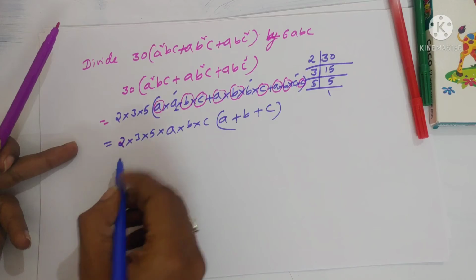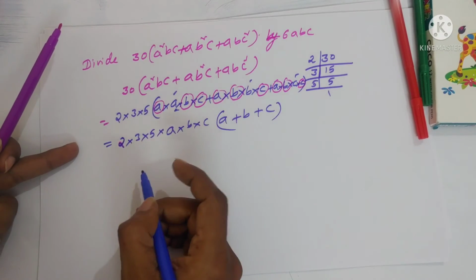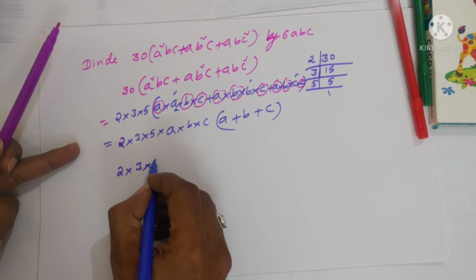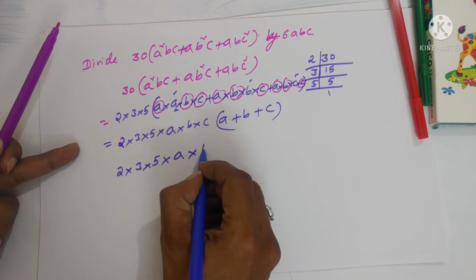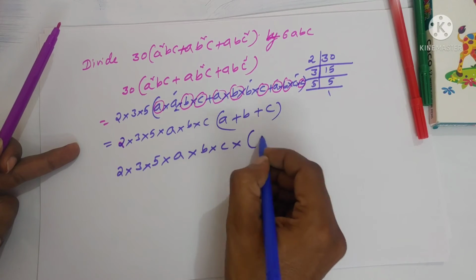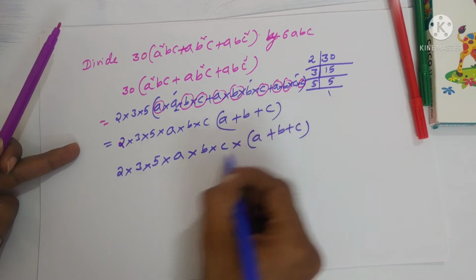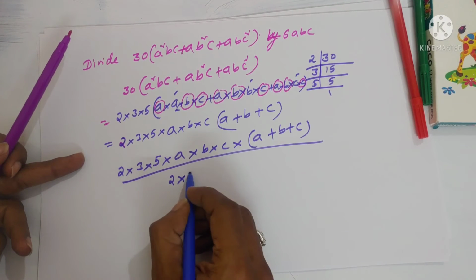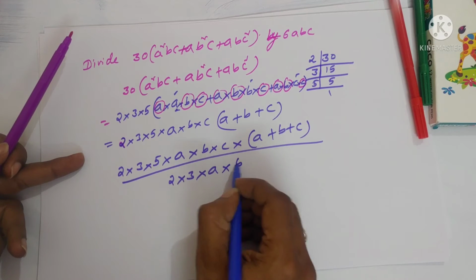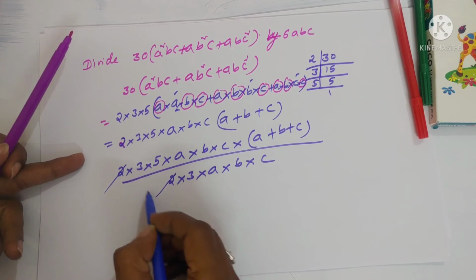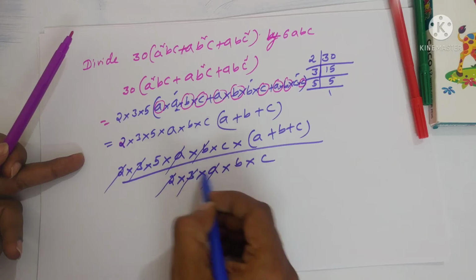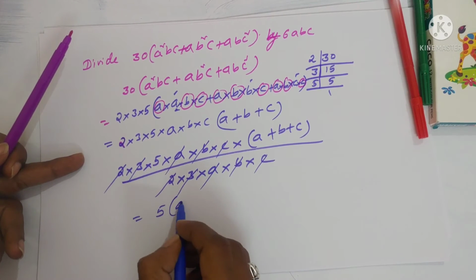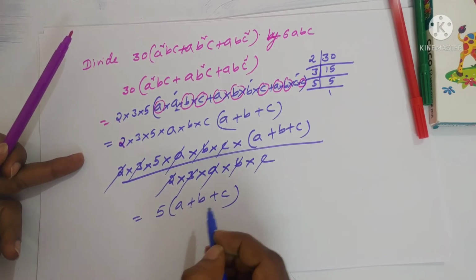Now write the denominator. It's a simple term now, so we have to factorize that. So on division, first write the numerator once again: 2 into 3 into 5 into a into b into c times a plus b plus c, divided by, on the denominator we have 6abc, which can be written as 2 into 3 into a into b into c. So simply 2 and 2 cancel, 3 and 3 cancel, a, b, c cancel. Now we simply get 5 times a plus b plus c.